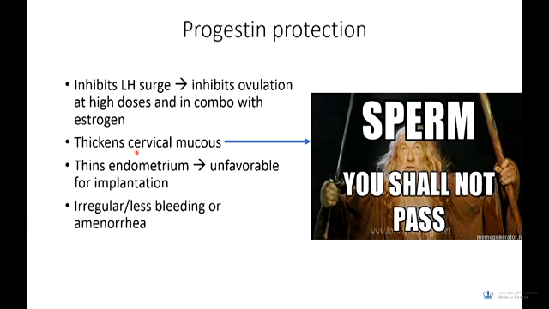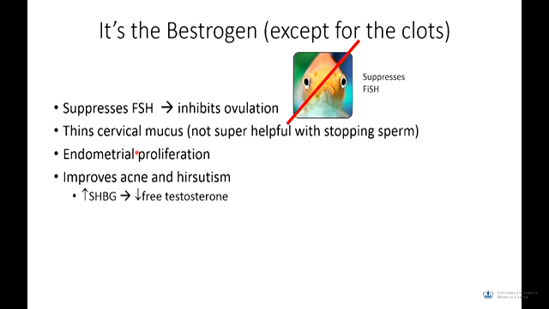Progestin will inhibit the LH surge, which can inhibit ovulation at really high doses and also in combination with estrogen. The main way it works is it thickens cervical mucus, so the sperm cannot pass. It makes the endometrium thinner, so that's unfavorable for implantation, and you can get irregular or less bleeding or sometimes even total loss of your period.